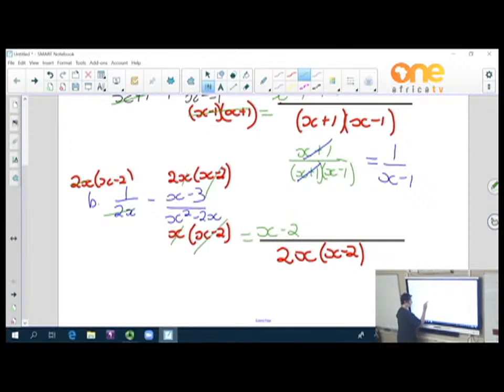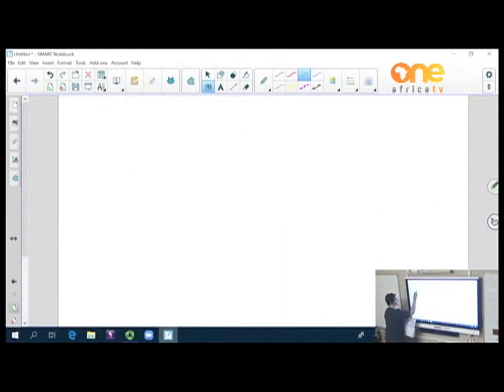So now I have, it's a good idea to put brackets there. So now you have negative 2 multiply with x minus 3. Remember, this negative is also applicable here. So that gives you negative 2x, and then negative 2 times negative 3 gives me positive 6. So my final solution now here is negative x plus 4 over 2x, x minus 2. And that's then my final answer for that one.